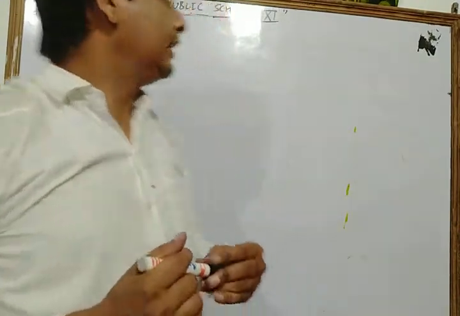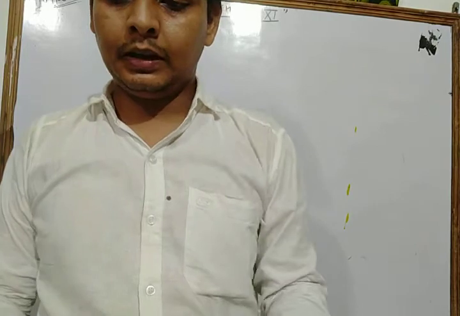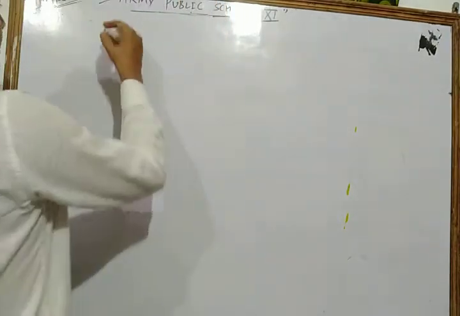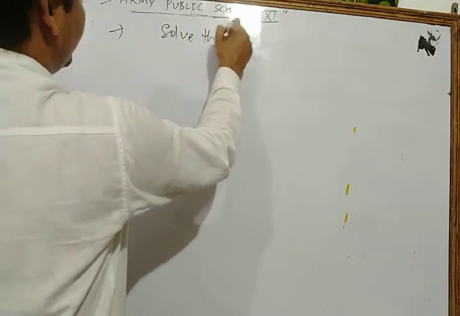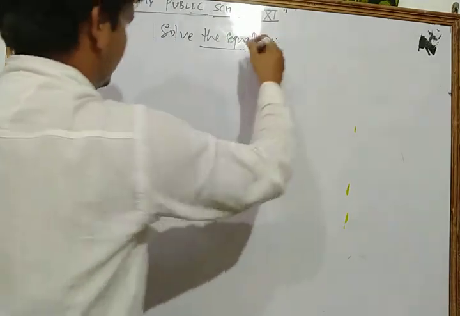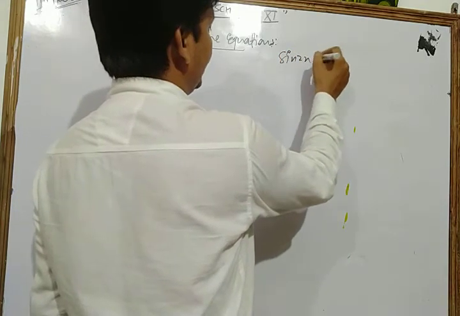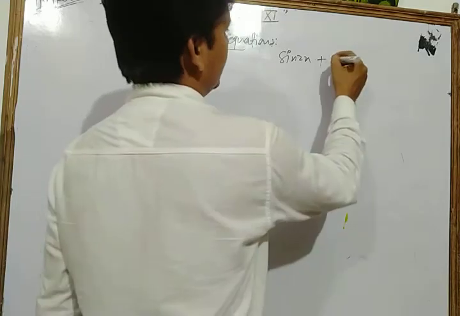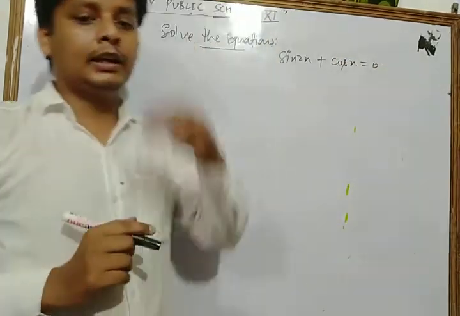Now dear students, we take some other question of trigonometric equations. Solve the equation. This is the NCERT question. Your equation is sin 2x plus cos x is equal to 0.